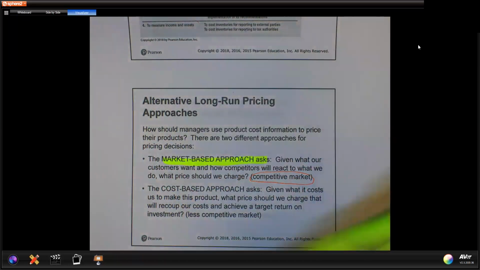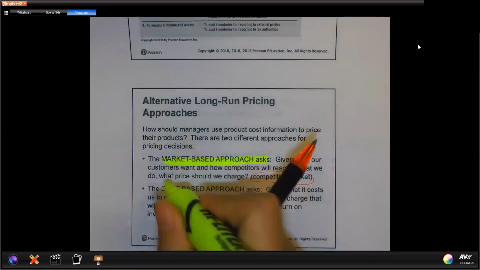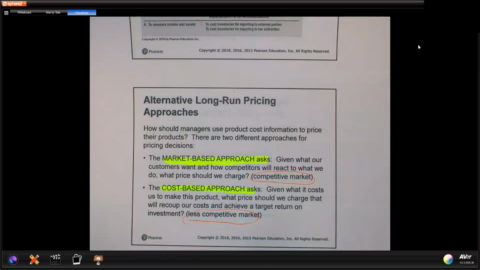The other situation is a less competitive market. As I said, if I sell the questions to you, it's less competitive. All I care about is the customers. Then I can charge you whatever I want to cover the cost and then also get some profit. So that situation, we use a cost-based approach. We can cover the cost and then we also add some profit. Given what it costs us to make the product, what price should we charge, so we can cover all the costs and then we can also earn some money. Okay, so let's go ahead and do each one.